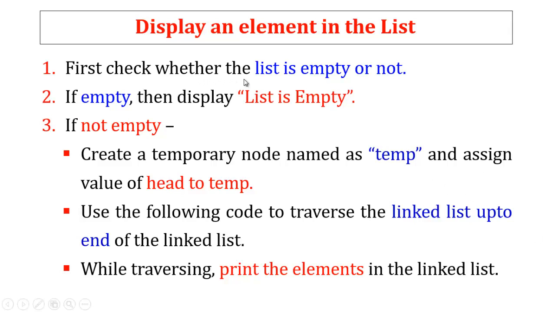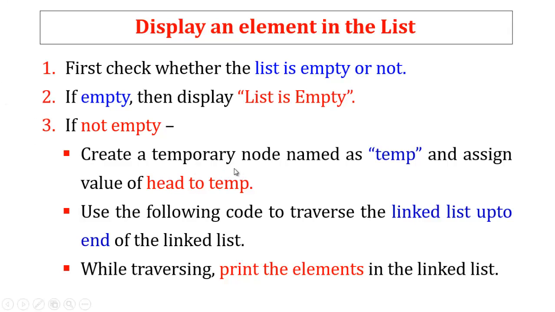First we have to check whether the list is empty or not. If head pointer equal null, head pointer equal null means the list is empty. Then we have to display that the list is empty. That is, if empty, then display list is empty. If not empty, it means some other nodes, some other elements, are present in the given list. It may be 5 elements, it may be 10 elements, it may be n number of elements.